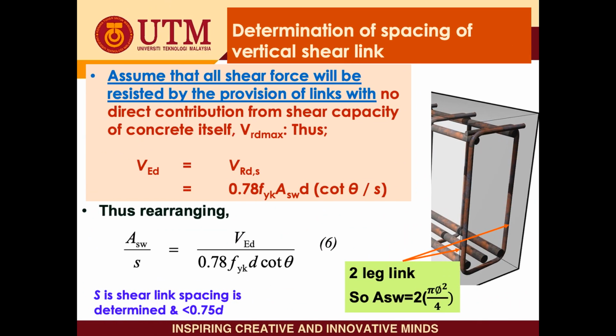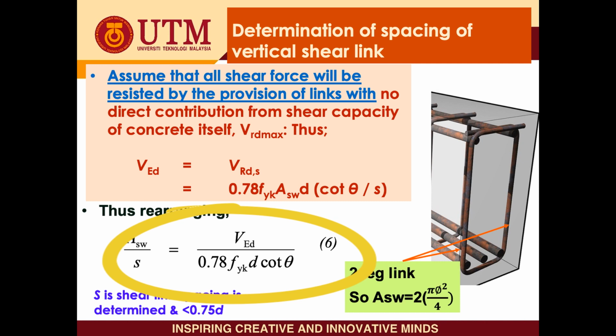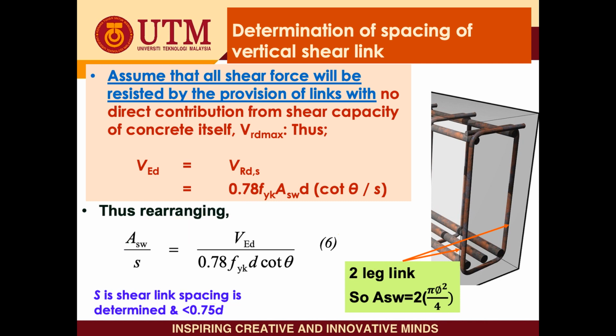So for the design of the shear link, VEd, or the applied shear force that is obtained from the analysis, will be equal to VRd,s, or the force from the shear link. So we can get the final equation of Asw over s equal to VEd divided by 0.78 fyk d cot theta, as shown in equation 6. Again, remember Asw is the area of the two legs. If we refer to the figure, it is two legs, so the area of the two reinforcement bars.